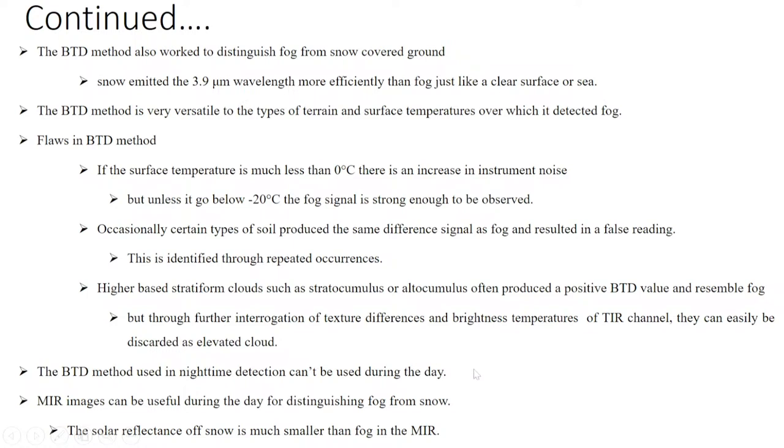Second thing is the brightness temperature. Brightness temperature of these clouds will be very low. However, the brightness temperature of the fog will be high because fog is near the ground and these are the higher based clouds. Okay, so the brightness temperature method used in nighttime detection cannot be used during the daytime. We have already seen this because of the solar contamination.